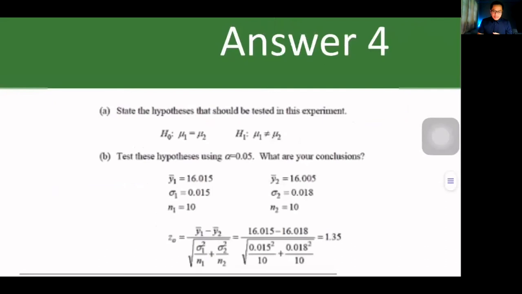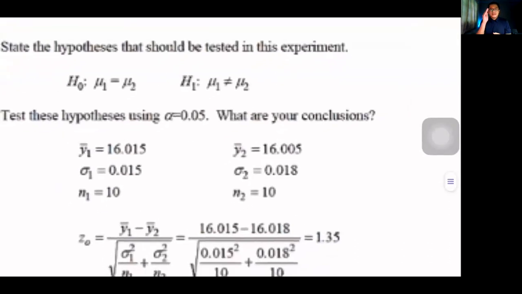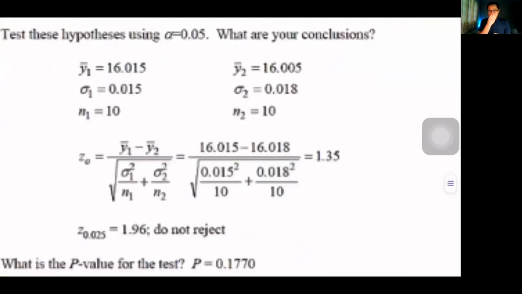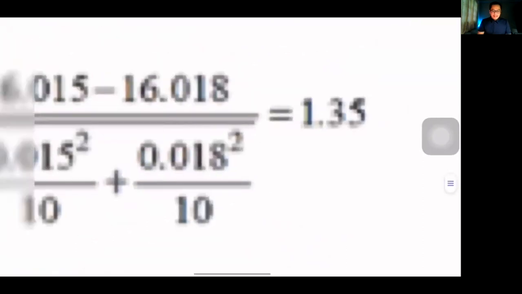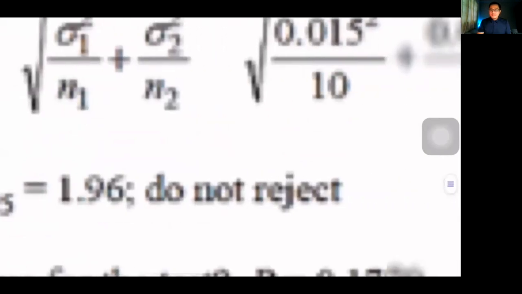So 5%, that means you need to do this for both of the groups: Y bar, the sigma there, and also your sample numbers. Now you can combine them and you get 1.35. Since this is 5% and a two-tailed test, divide by 2, you get 1.96. 1.35 is less than 1.96, and do not reject. Is it the correct answer? Wrong. The correct answer is do not reject what? Do not reject H0 because H0 is accepted.